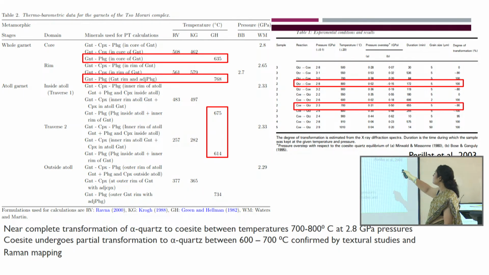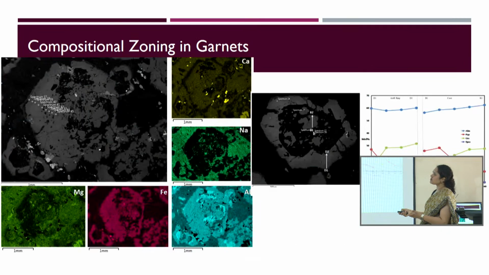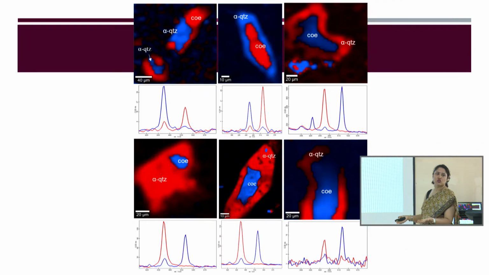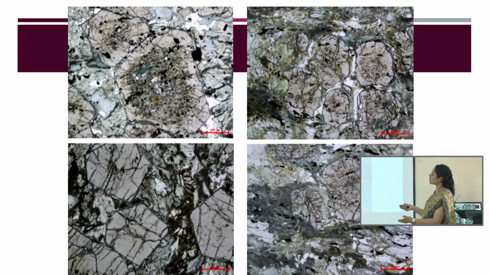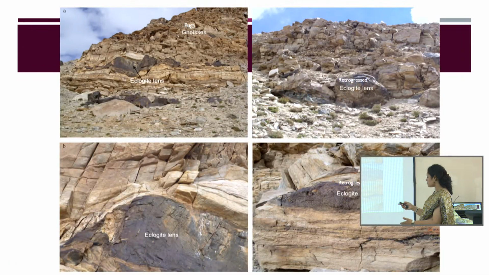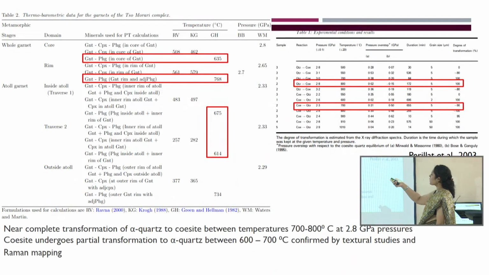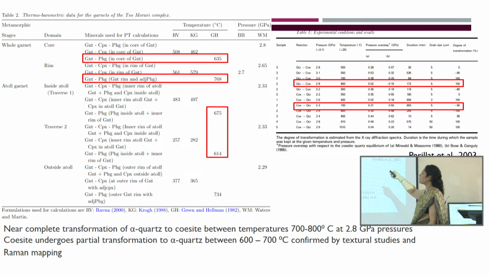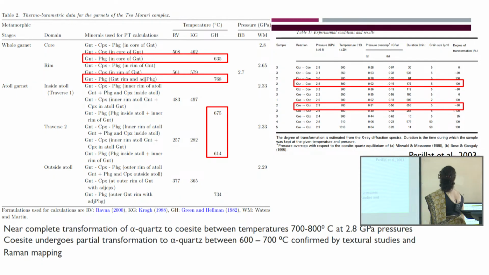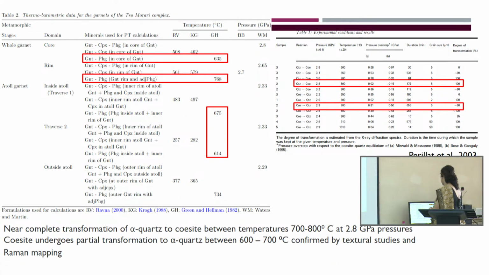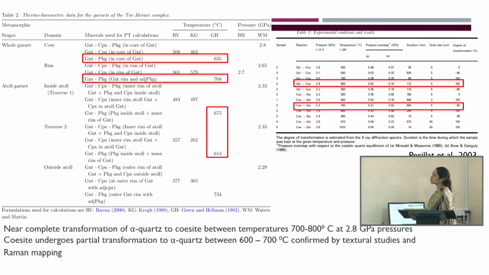But nowhere in our slides or in our samples do we get complete transformation. There's always a little coesite left. So you have to take these values with a pinch of salt. But it matched well with what we found for our garnets. When you say 800 as peak transformation, because quartz would transform to coesite at 800 and we are getting a value of say 768, that matched well.